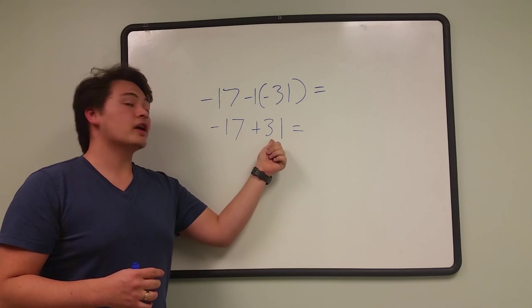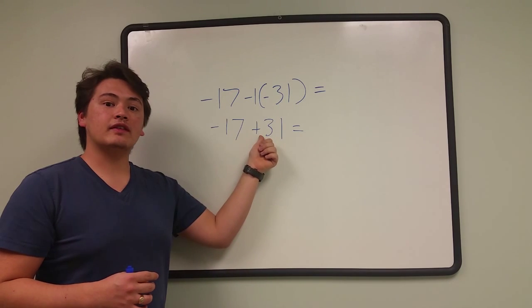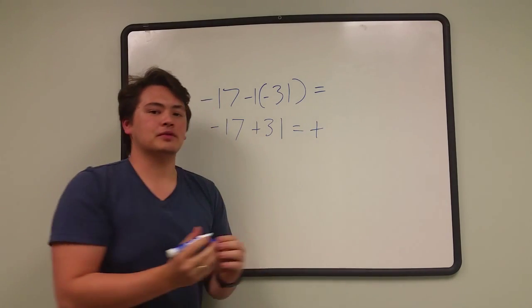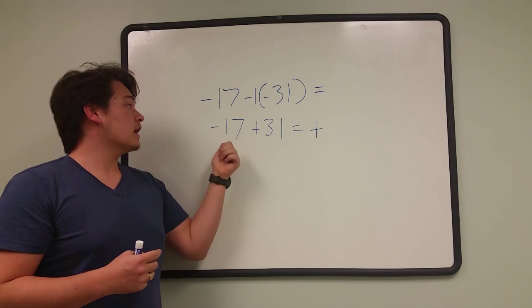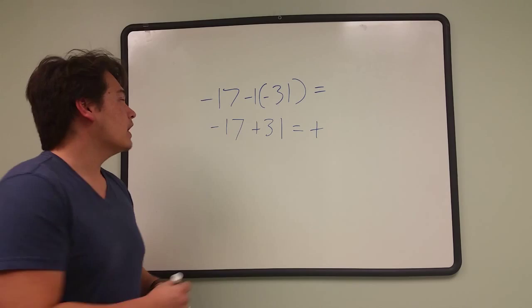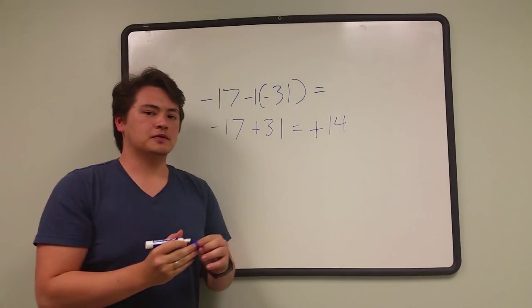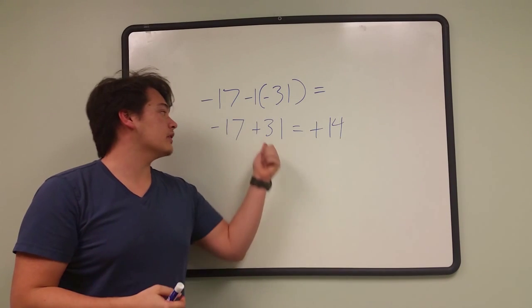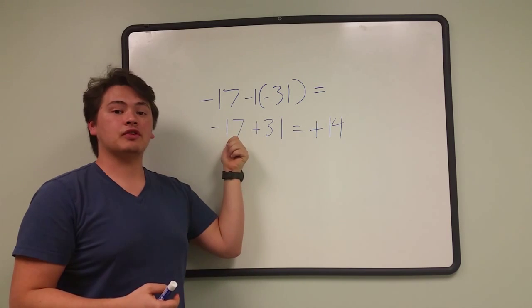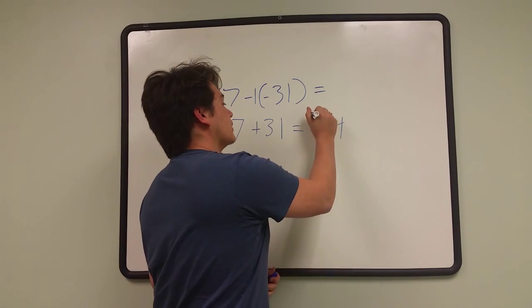So this 31 is a bigger number than 17, and since 31 is a positive number, the answer is also going to be positive. So, since we're doing a negative 17 and a positive 31, they're subtracting from one another, and it's going to give us a positive 14. It's a positive 14 because the positive number is a bigger number than the negative number, which is 17. So my final answer is going to be 14.